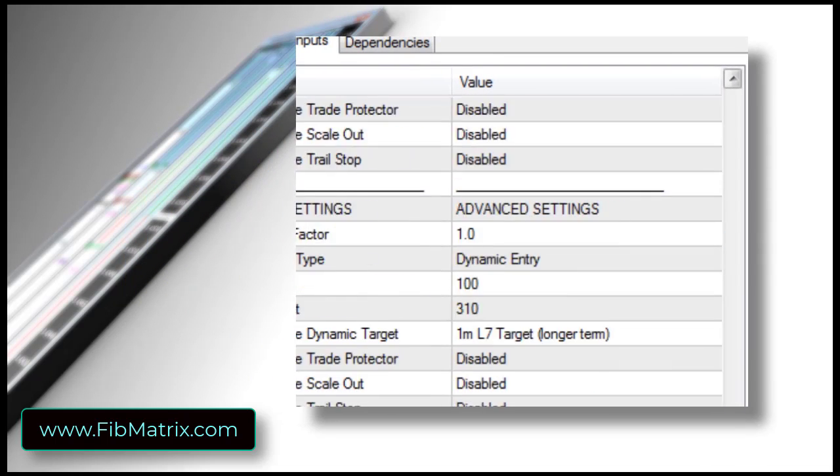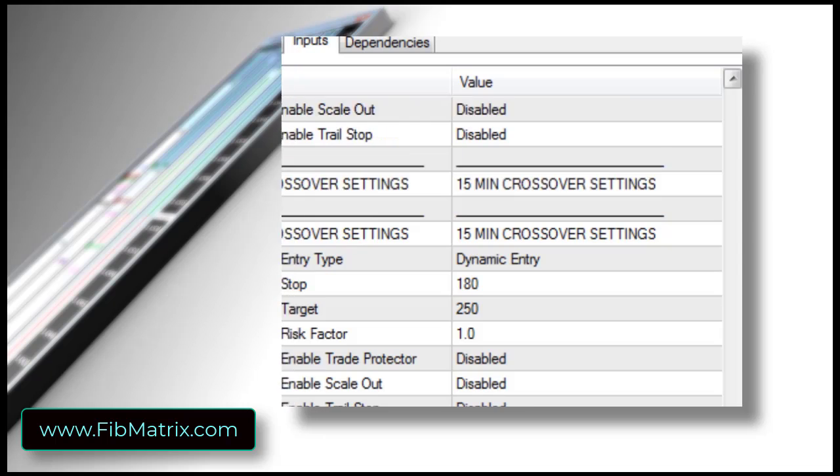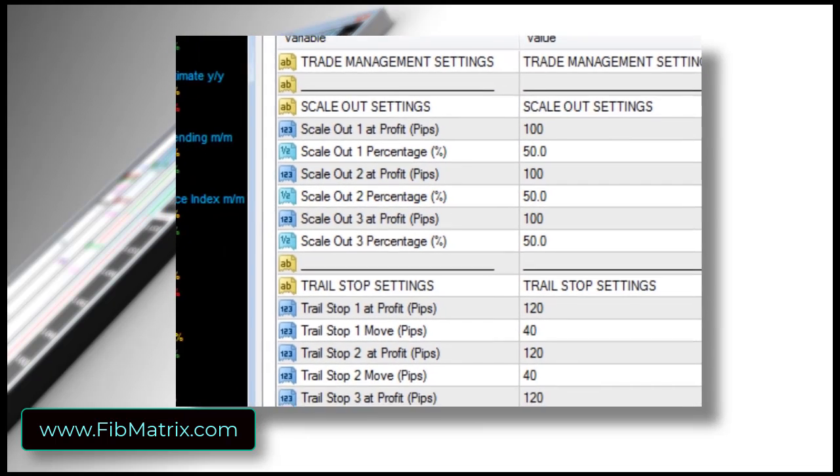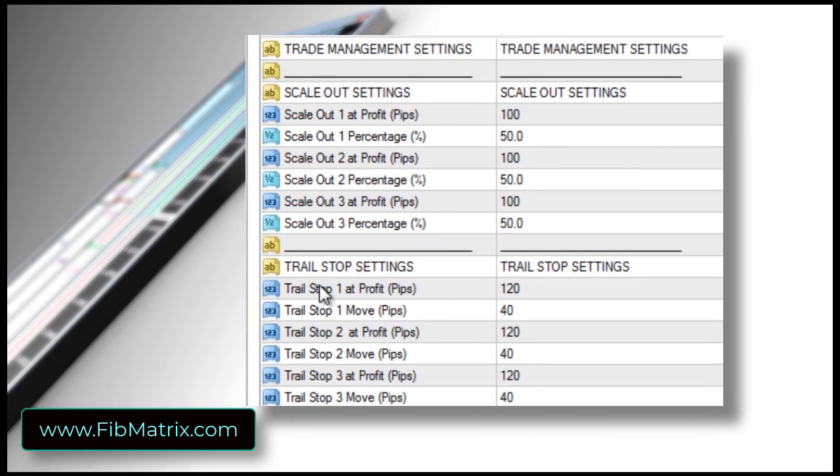You've got to go down to your trade management. So here's your scale outs, your trail stops, and your trade protectors. So scale out 3 or trail stop 3 is right here. And they're all the same default. You can change them. So you have 3 different ones. So this is, once I'm up by 12, trail my position by 4 pips behind.